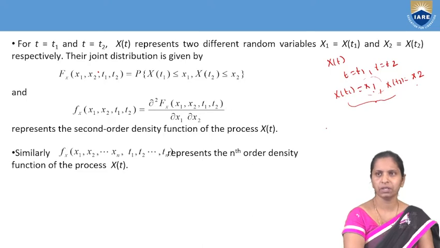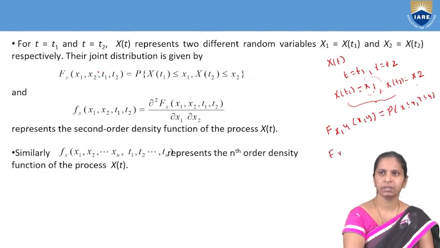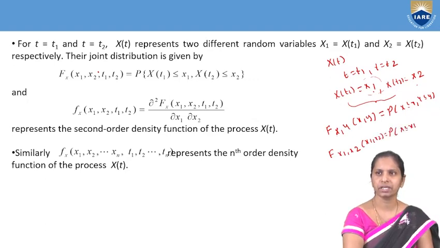Already we know the joint distribution function of 2 random variables X and Y. So what is the function? fXY of x comma y is equal to P of X less than or equal to x comma Y less than or equal to y, if X and Y are 2 random variables. So in place of that, if I take 2 random variables X1 and X2, then the joint distribution function is equal to P of X1 less than or equal to x1 comma X2 less than or equal to x2.